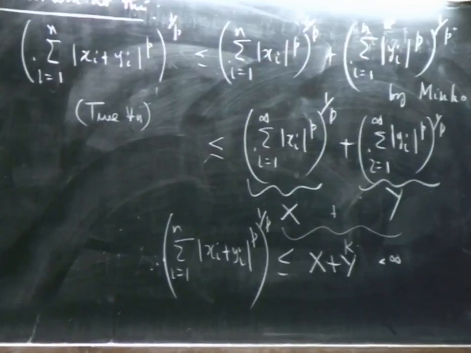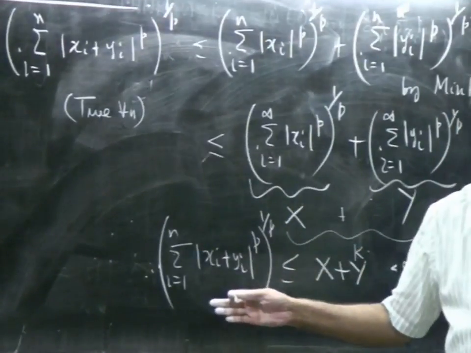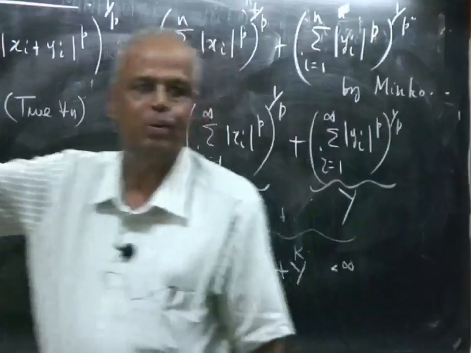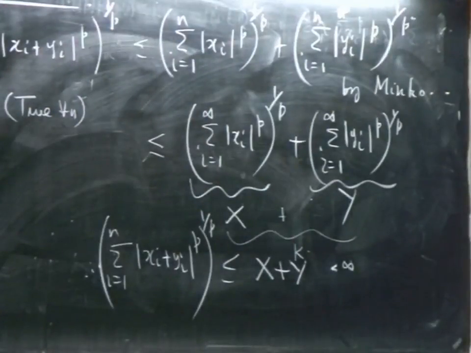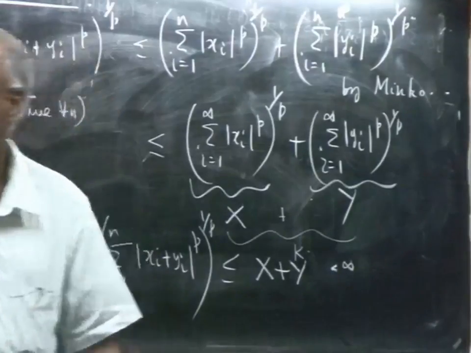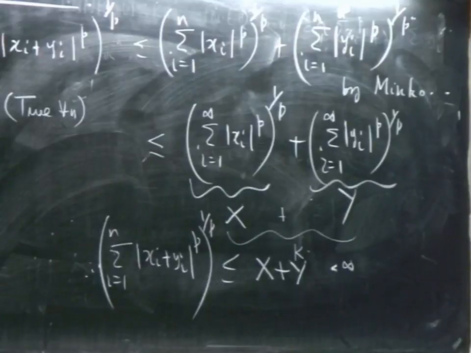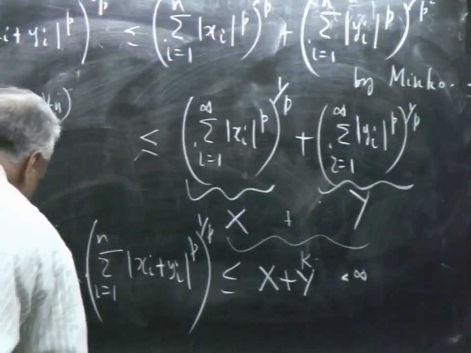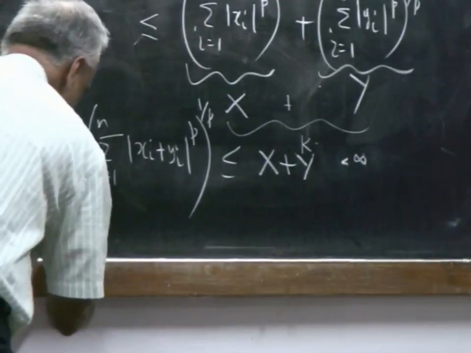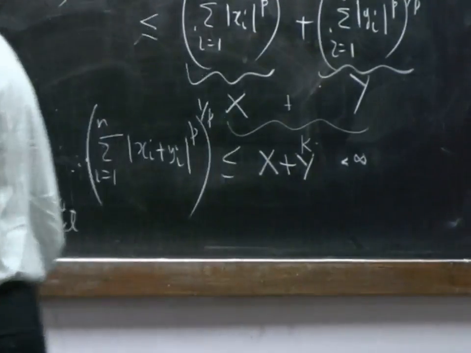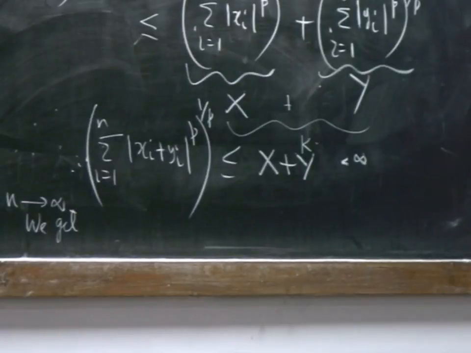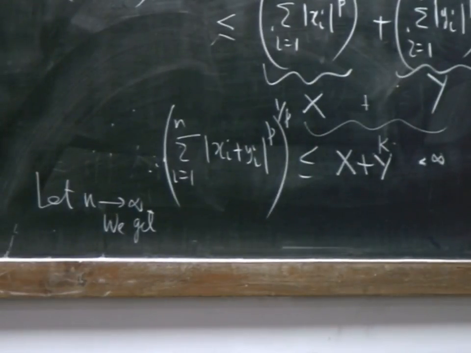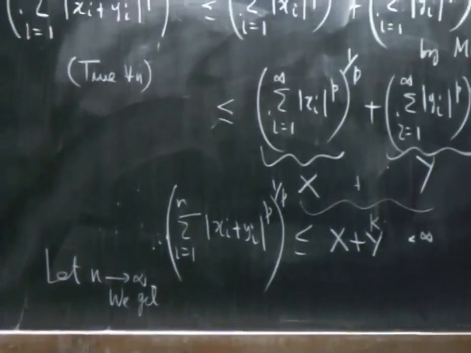And not only that, we can now let n go to infinity, and what do we get? What we are looking for. Let n go to infinity, you get this inequality. Partial sums are bounded, and therefore the least upper bound must be smaller than or equal to any bound, and it's okay. So therefore, let n go to infinity. The general Minkowski's inequality. So the general Minkowski's inequality we will state now. Minkowski.